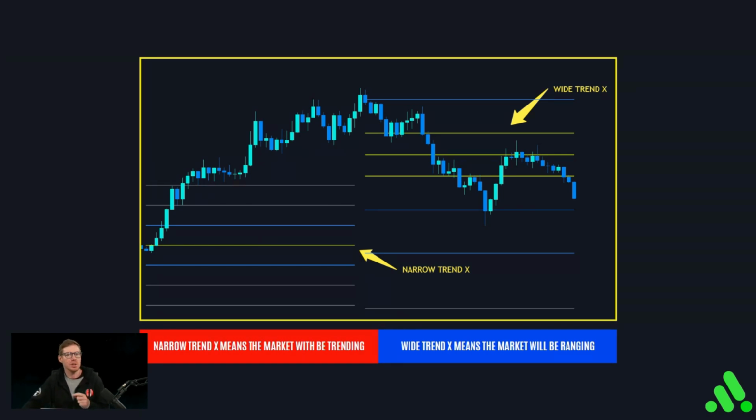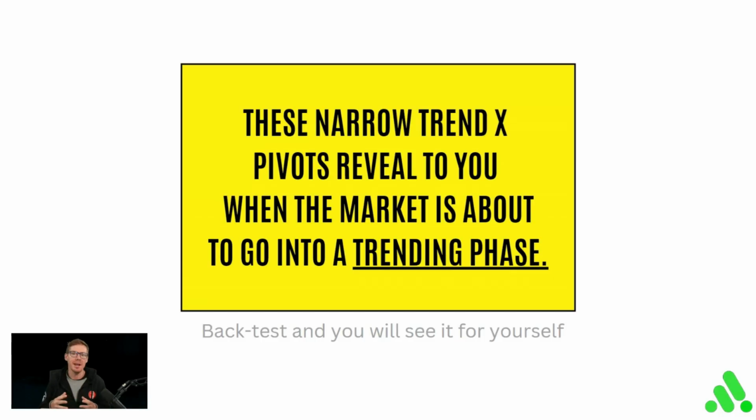And then it's going to show you whether the TrendX, can you see this yellow line, is narrow, or over here, whether it's wide. If it is narrow, it means that asset is going into a trending phase. And if it is wide, it means that asset is going into a ranging phase. So this gives you a deeper insight into the conditions of the market of that asset that you're looking to trade. The narrow TrendX reveals to you when the market is going to go into the trending phase, which helps you catch these bigger trades.